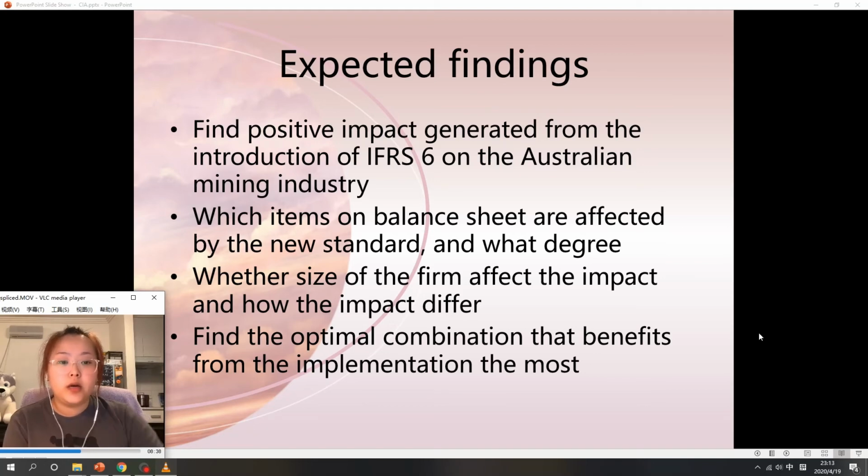So by comparing the short-term impact and the long-term impact with the data before implementation, we can understand which items on the balance sheet are affected by the new standard and to what degree. Furthermore, by looking into the 6 firms with different sizes and different accounting methods, we can see whether the size of the firm would affect the impact and how the impact differs. We can then find the optimal combination that benefits from the implementation the most.